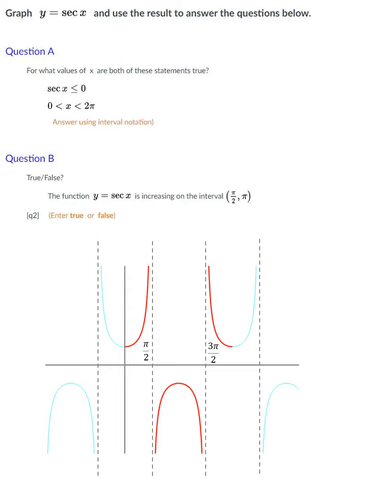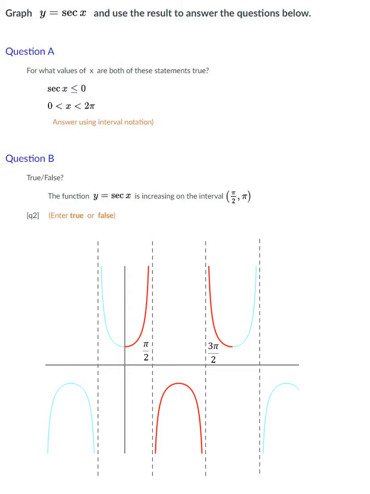Question A. They want to know for the x values between 0 and 2 pi, corresponding to the red points on the graph, where the secant is less than or equal to 0. Well, the secant is the y-coordinate of this graph, by definition. And so we want to know which of the red points have y-coordinates less than 0.